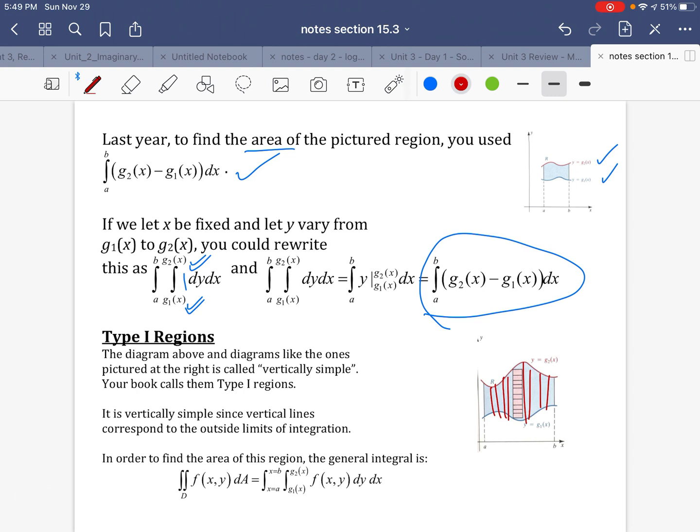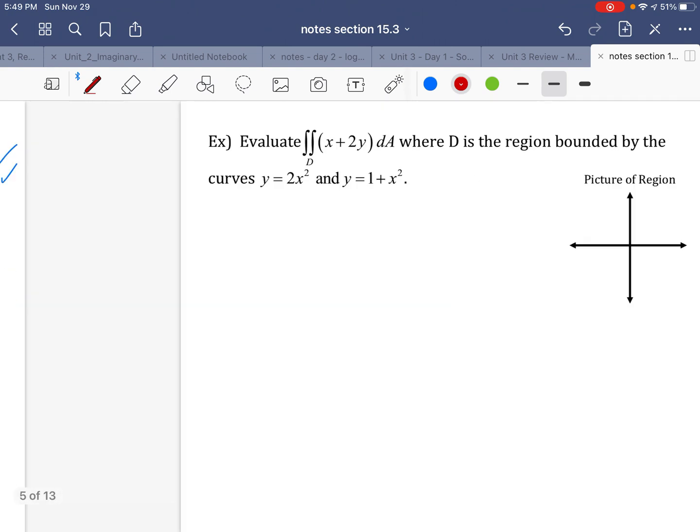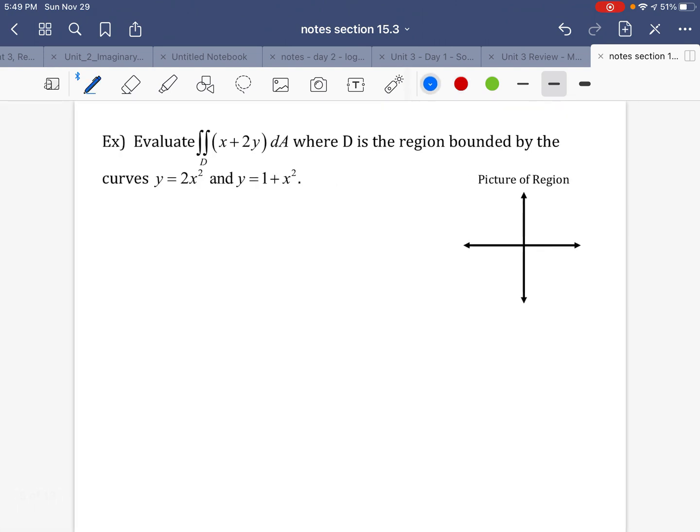So we are going to go ahead with our type 1 regions. These are going to be kind of easier for you because it's similar to what you're used to from last year for the most part. All right. So we're doing x plus 2y, double integral of that over that height basically, and we have to contain it above the region y equals 2x squared and y equals 1 plus x squared. So y equals 2x squared is a parabola, and y equals 1 plus x squared is a wider parabola, because 2x squared got stretched a little bit.